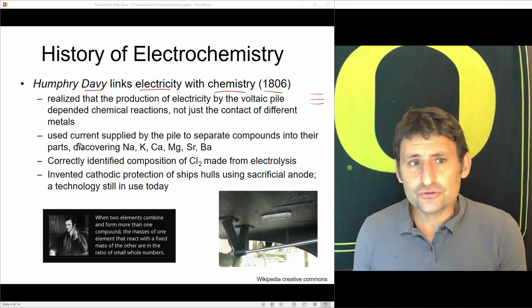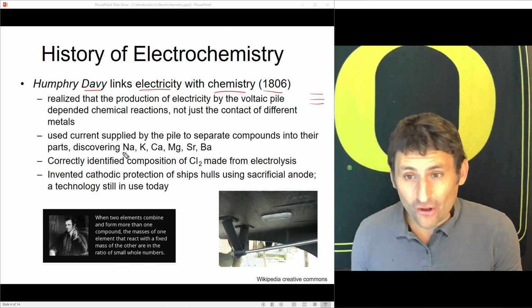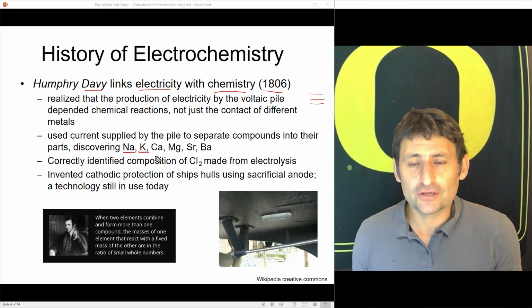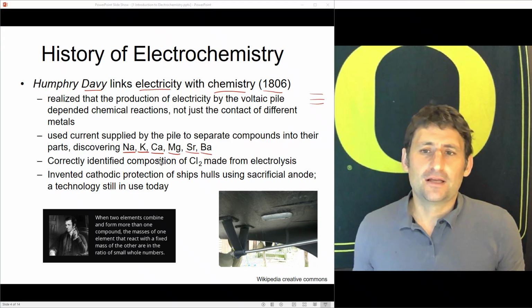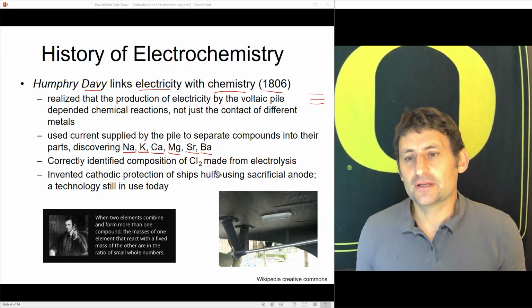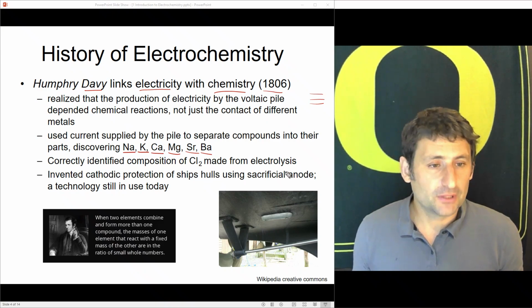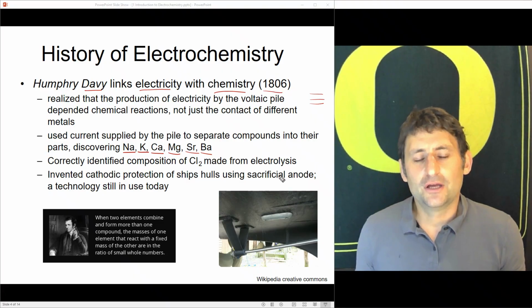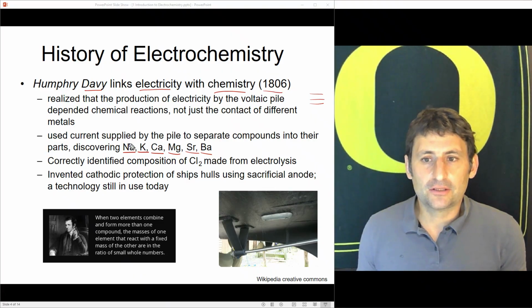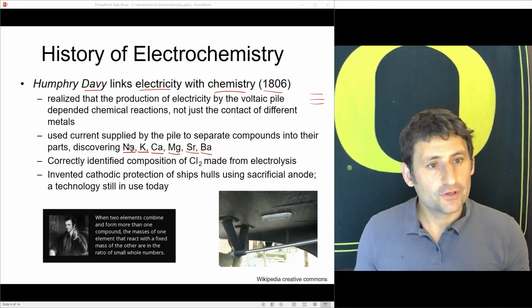And he used the current supplied by the voltaic pile to separate compounds into their parts. And he discovered all these elements. So he purified and discovered sodium, potassium, calcium, magnesium, strontium, and barium. This is remarkable. So this is one scientist discovered 6 new elements and isolated them and measured their properties. He also correctly identified the composition of chlorine made from electrolysis of sodium chloride. So if you electrolyze sodium chloride, you get sodium metal at one end. If you go to very negative potentials, a big voltaic pile, you can actually evolve chlorine gas at the other.